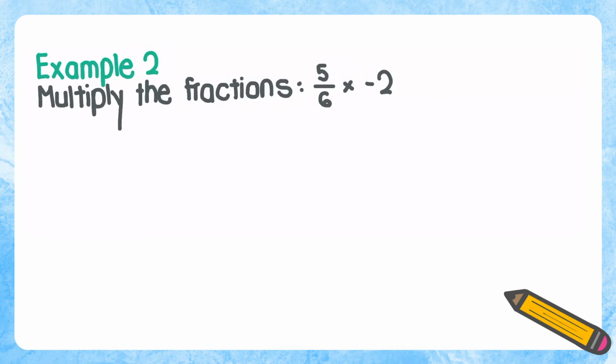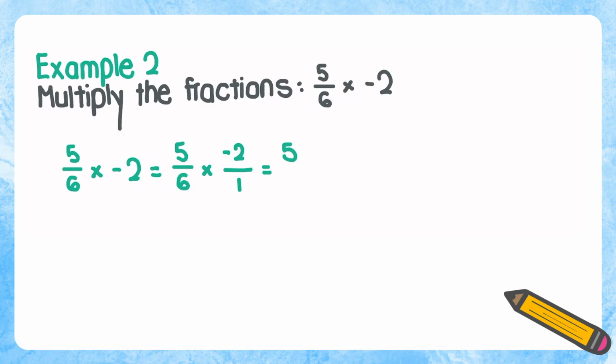Let's do another example together. Multiply the fractions 5 over 6 times negative 2. Notice that negative 2 is a whole number, but we can write this as a fraction. So I have 5 over 6 times negative 2. But I want to rewrite the whole number as a fraction. So that's 5 over 6 times negative 2 over 1.